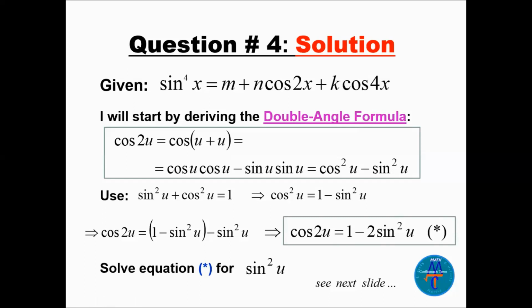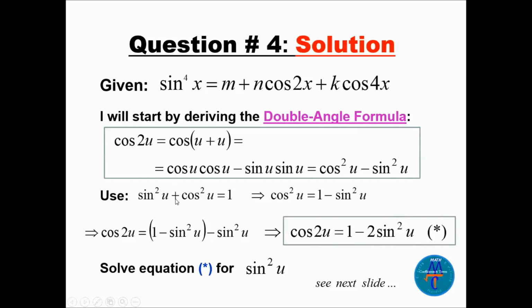Just by the formula, cosine of the sum: cosine u cosine u minus sine u sine u. So you can multiply, it will be cosine squared of u minus sine squared of u. We have seen this formula in the first slide. You can go back and check it. So that one in the box here, we have seen in the first slide.